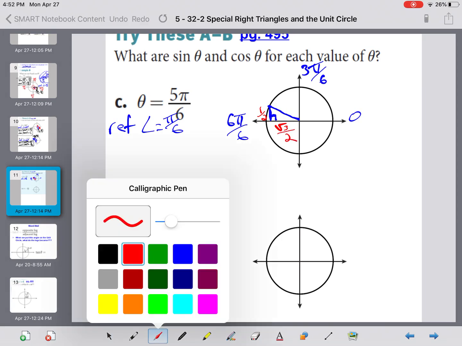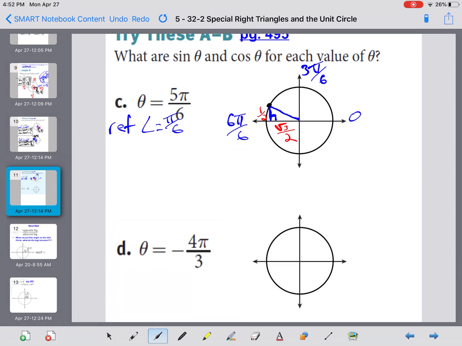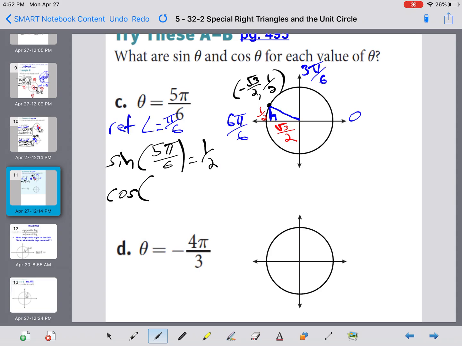So the xy value at this point up here, again, you can have negative values here, would be negative root 3 over 2, because that's a negative x value, and a positive 1/2. So the sine of 5 pi over 6 is 1/2, that's the y value. The cosine now is going to be the x value, negative root 3 over 2. All right.